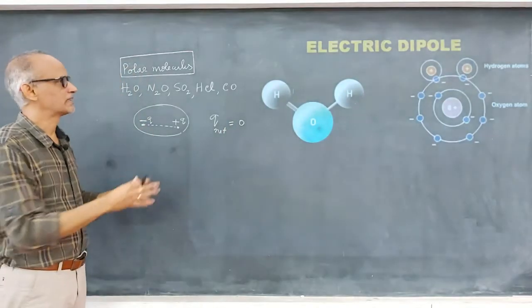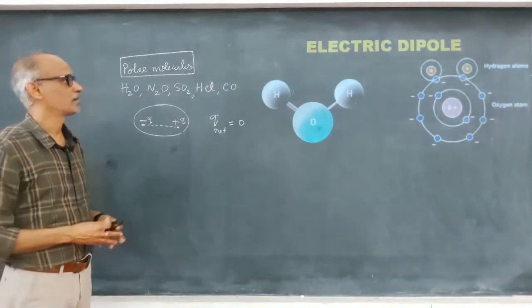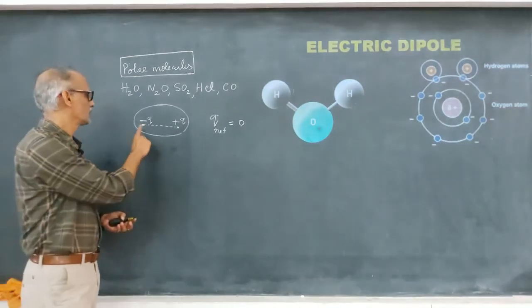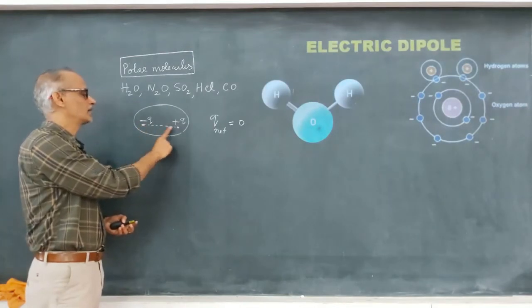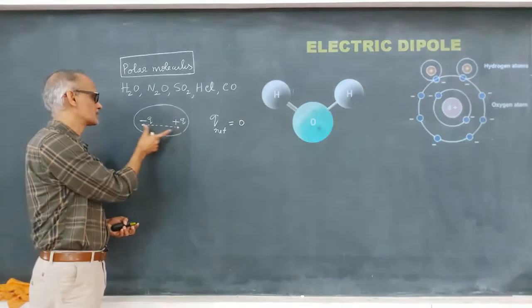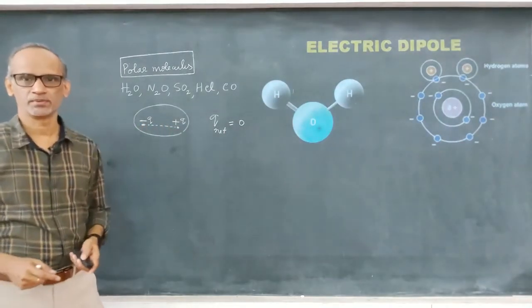So, that is what we are going to learn in this particular topic, all about the electric dipole. So, what is an electric dipole? Two equal unlike point charges separated by a small distance is called an electric dipole.